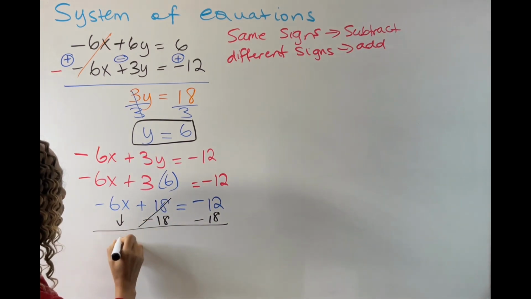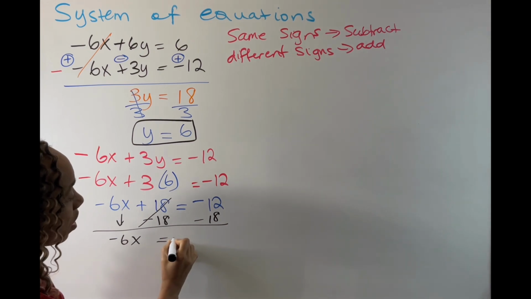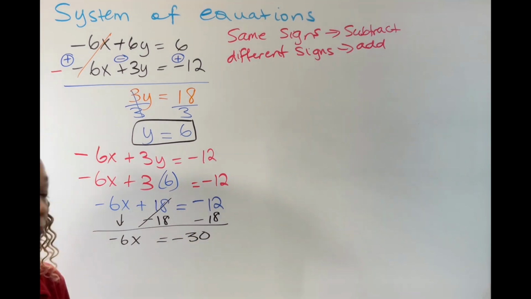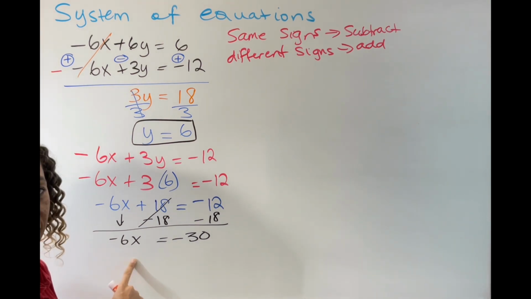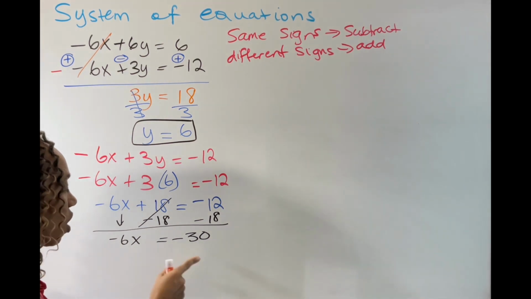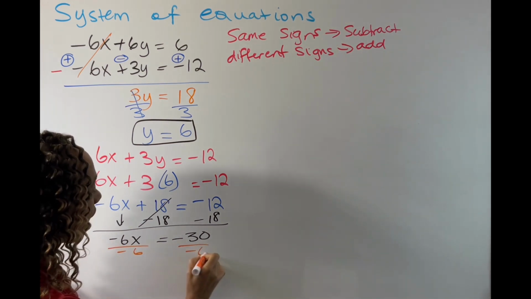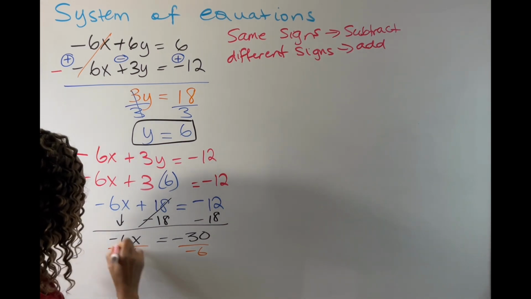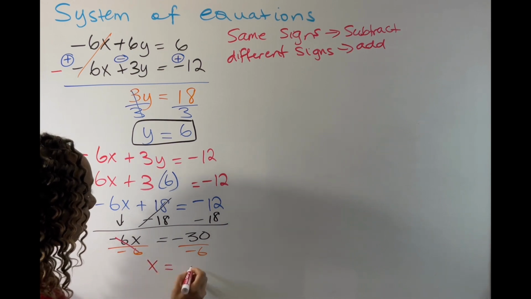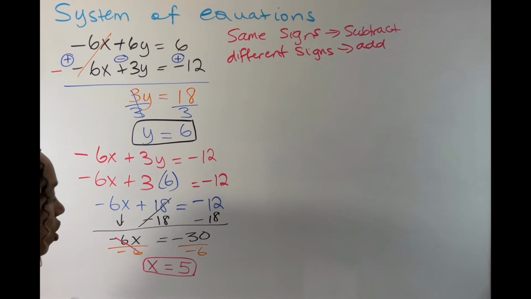You will bring down your negative 6x here, and this will be equal to negative 30. Notice that the negative 6 is multiplying onto the x, and to get x by itself, you have to divide by negative 6, and you will do so on both sides. When you do that, you will end up with x being equal to positive 5. So you cancel this out, x is going to be equal to 5 here. You box that part, but you're not finished.